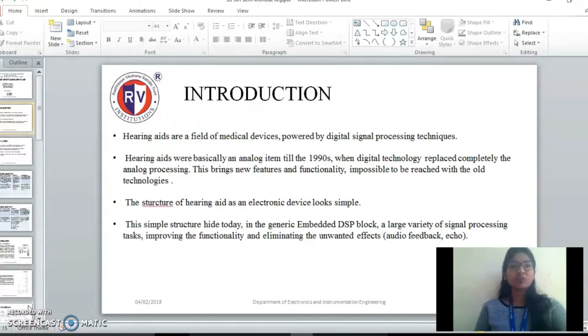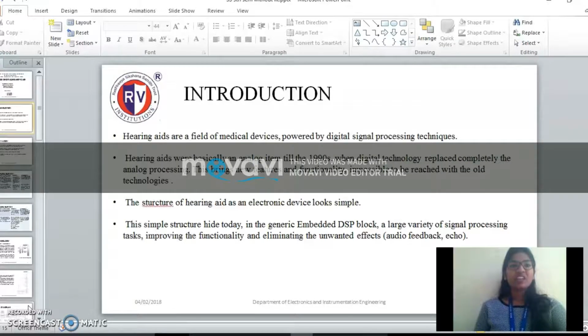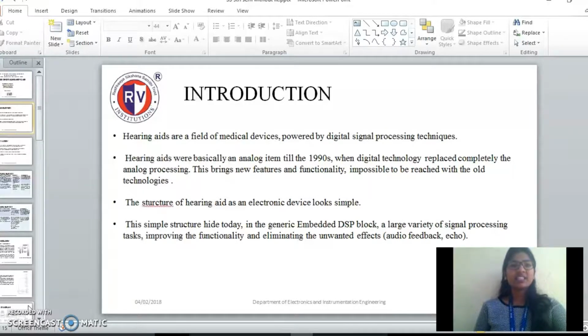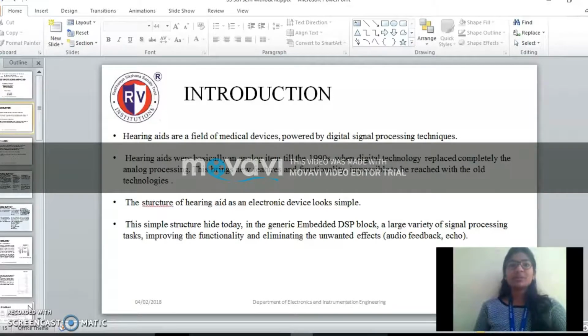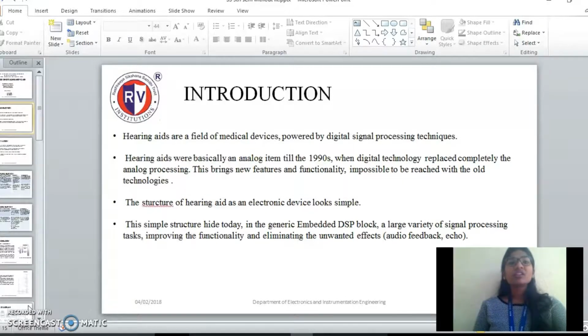And there are many hearing aid models, that is in the canal, completely in the canal, in the ear and behind the ear. Hearing aids were basically an analog item till the 1990s, until digital technology replaced analog processing completely. Hearing aid development based on DSP is actually a difficult task, but as an electronic device, the structure of a hearing aid looks simple. It is basically an amplifier capturing the ambient sounds by means of a microphone, then amplifying and processing the signal, and finally delivering the amplified signal to the earphone. So this is all about the introduction of this project.